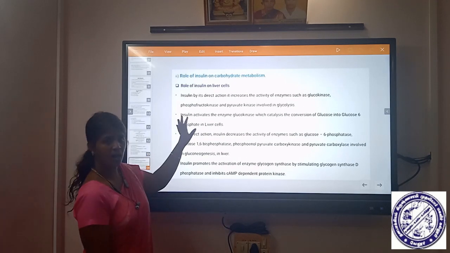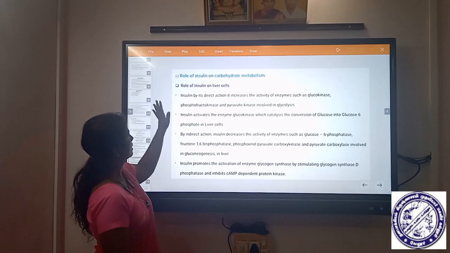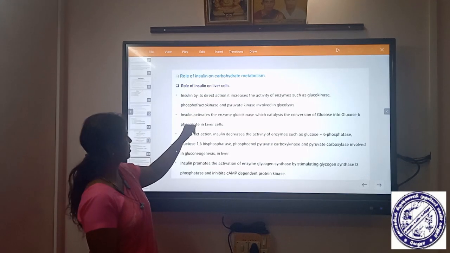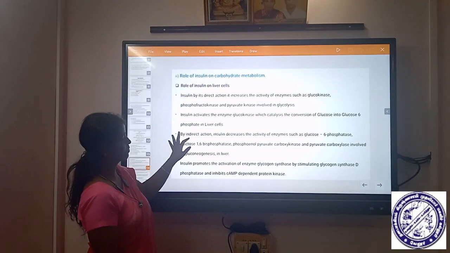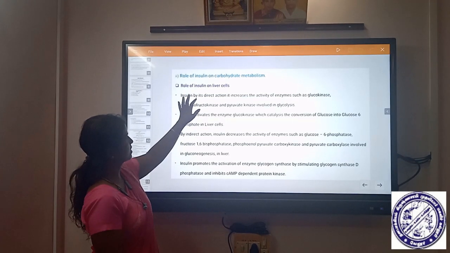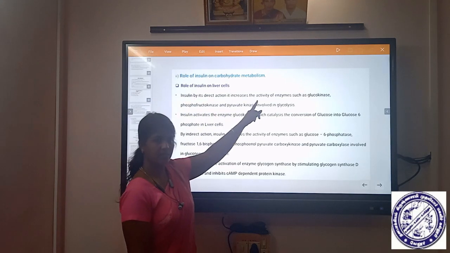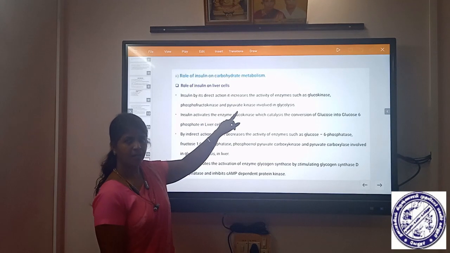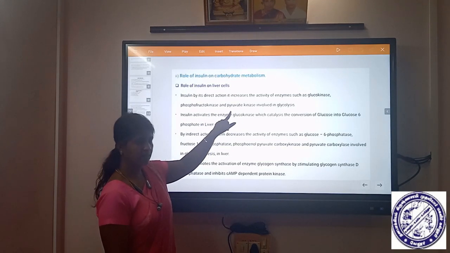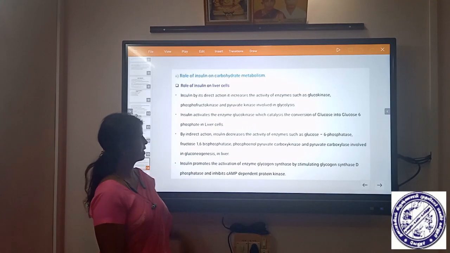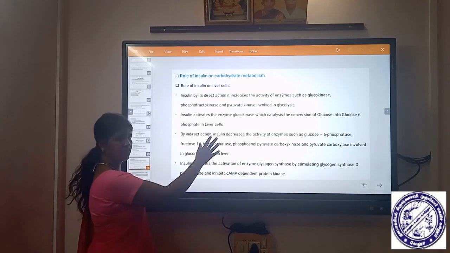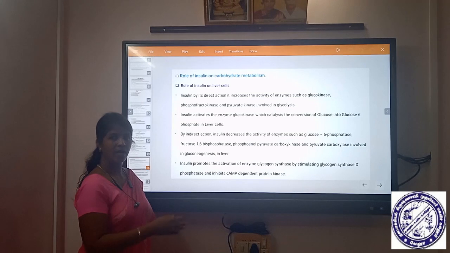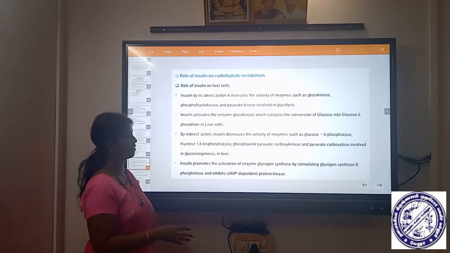Then, role of insulin on carbohydrate metabolism. In this case, insulin has two actions: one is direct action and one is indirect action. In the case of direct action, it catalyzes some of the enzymes like glucokinase, phosphofructokinase and pyruvate kinase, which are the major enzymes involved in glycolysis. By this process, it converts glucose molecules into pyruvate, hence it reduces the glucose level in the blood.